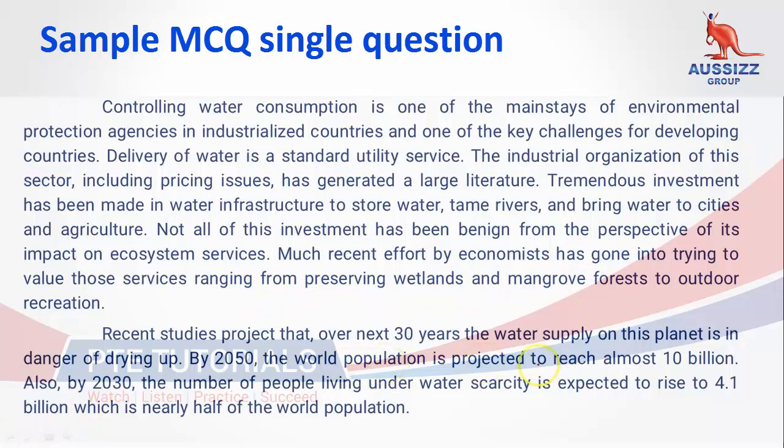Okay, so here we get population is projected to reach almost 10 billion. That's a number, but that's not related to severe water stress. By 2030, the number of people living under water scarcity is expected to rise to 4.1 billion. Now that's a number we remember from the answers.